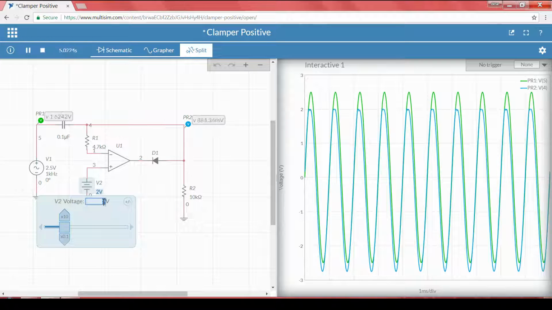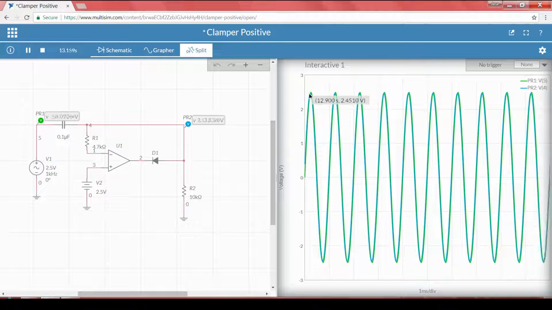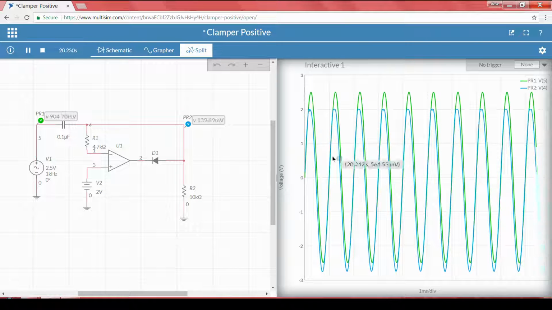Let me change to 3. Let me change from 2.5. Since the peak is 2.5, we cannot see any shift. So, above 2.5, we cannot see any shift in the output towards the negative side. Let me change it to 2. We can see that the input signal starts from 2, so it means it has clamped at 2.